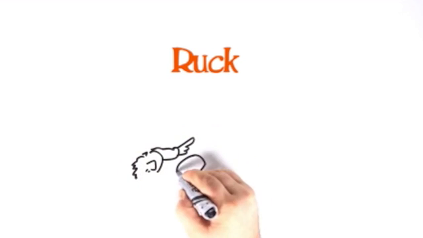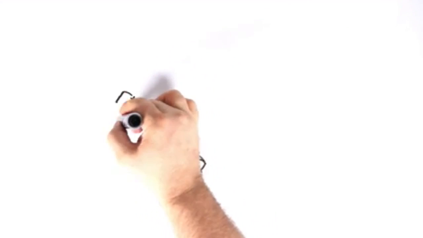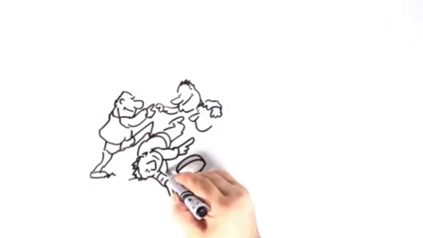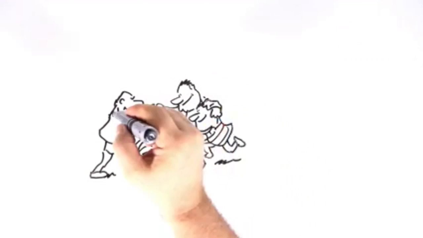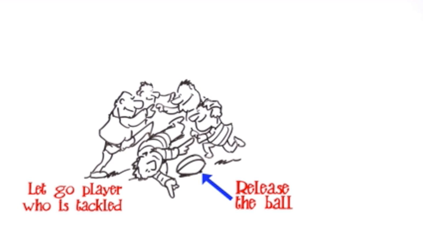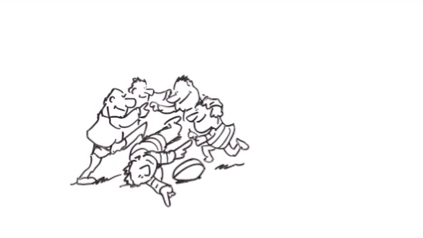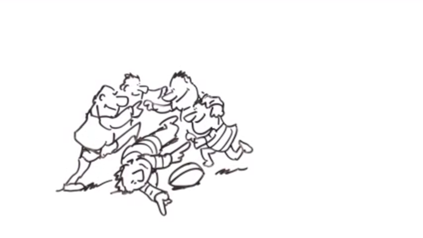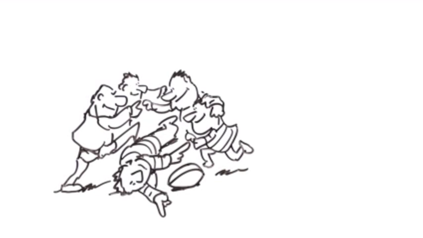A ruck is formed after the player with the ball is tackled and the players fall to the ground. During this moment in the game, two very important rules come into play. The player who made the tackle must let go of the player who was tackled, and the player who was tackled must release the ball immediately. Players of both teams will bind as a unit with each other over the ball and try to win the ball with their feet and by pushing back the opposing players.